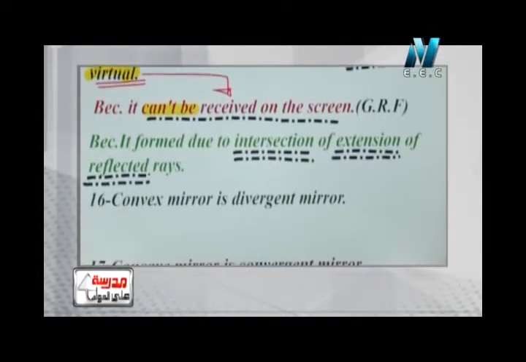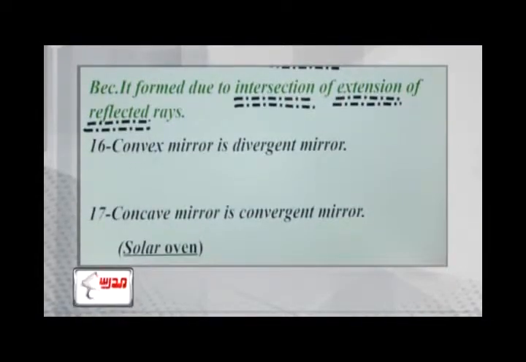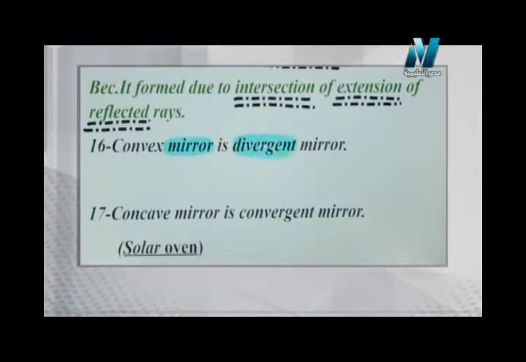Question 16. Convex mirror is divergent mirror. We have two parts here to answer. First, mirror. Number two, divergent. A mirror reflects light rays, right? I'll say okay. Then what does divergent mean? It means it spreads and scatters.